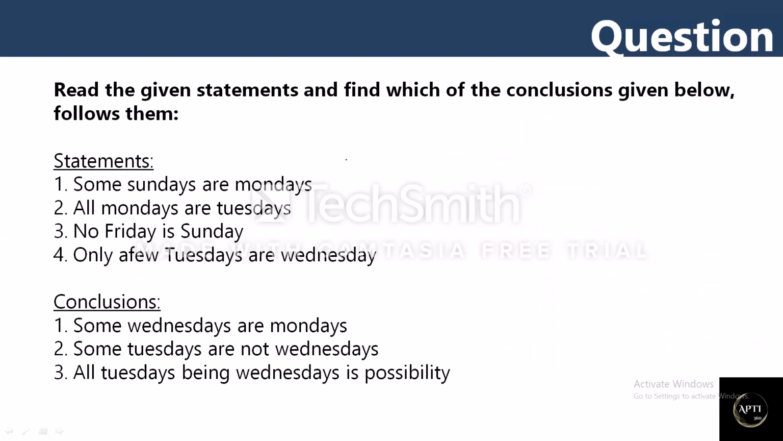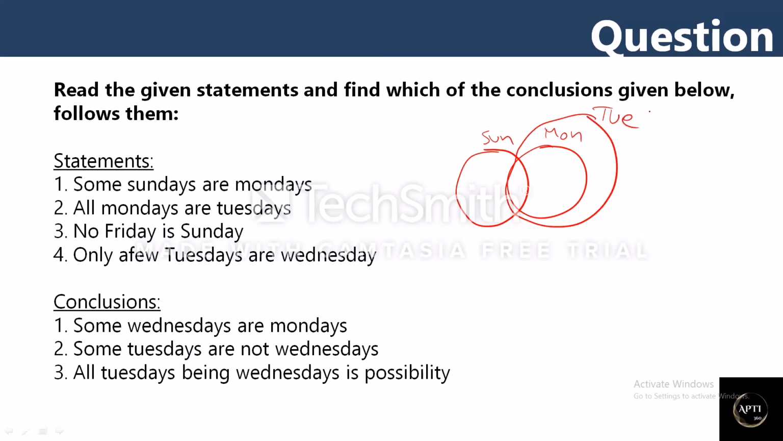Some Sundays are Mondays. Some Sundays are Mondays. Now here I'm drawing Sundays. Some Sundays are Mondays. All Mondays are Tuesdays. Very good. Already we have solved similar types of Venn diagrams. All Mondays are Tuesdays. No Friday is Sunday.